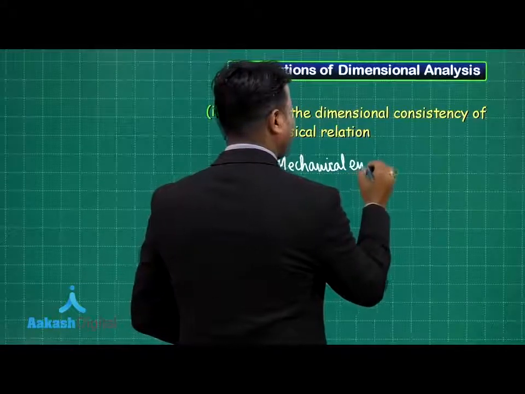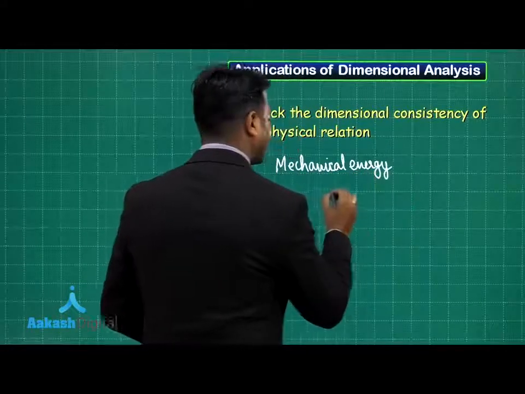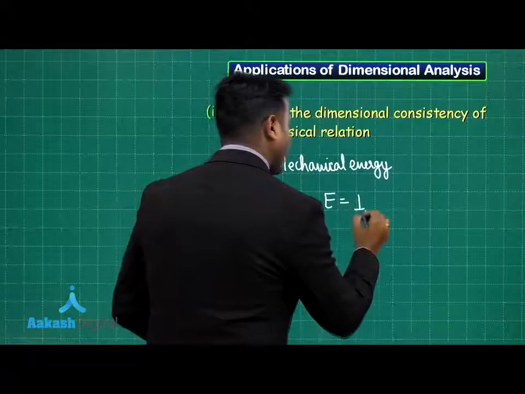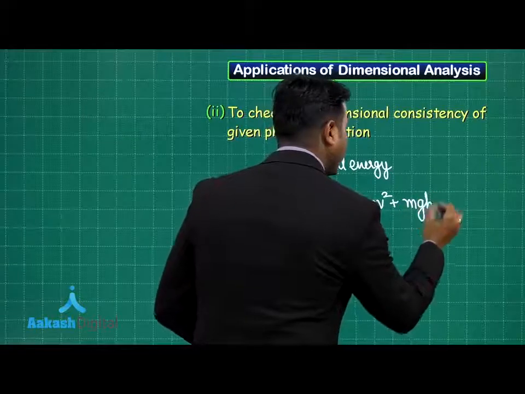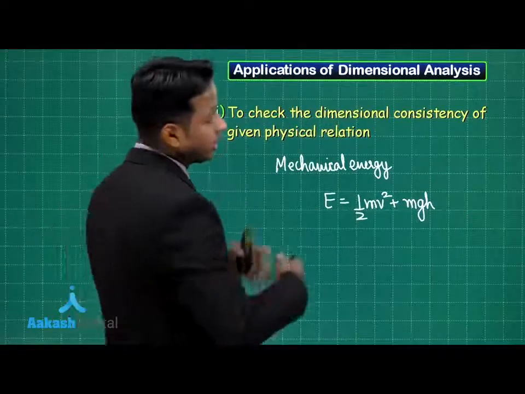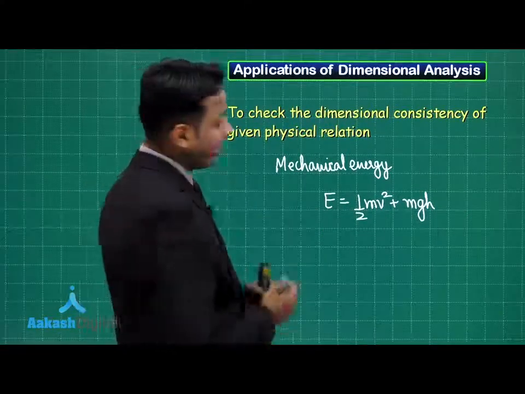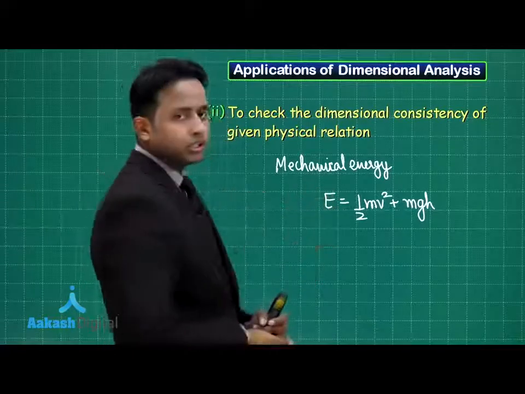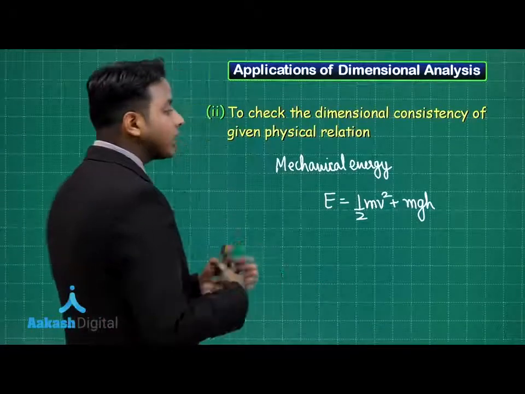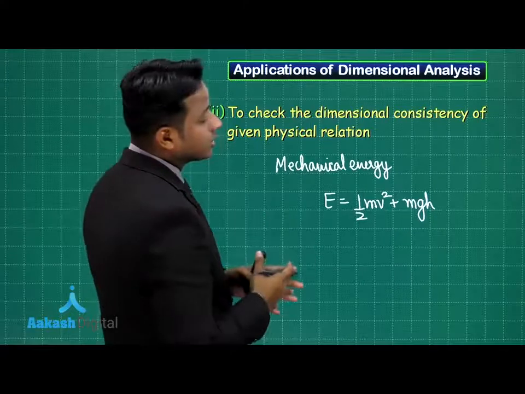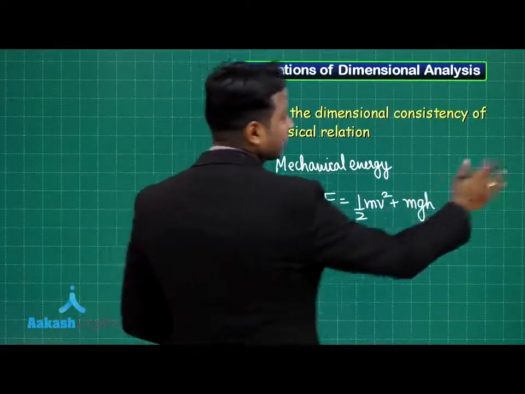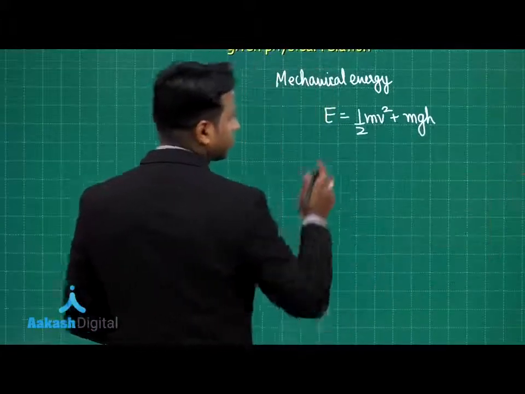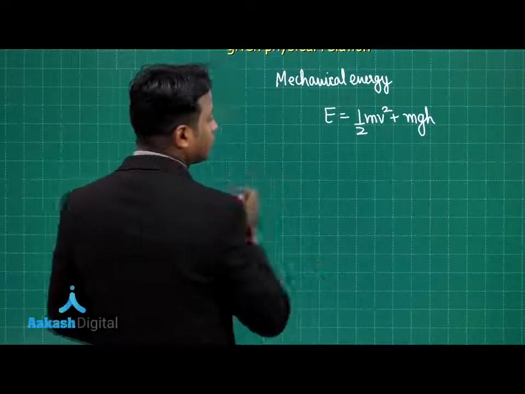So the mechanical energy of a system, E, is labeled as the sum of kinetic energy plus potential energy. Kinetic energy is half mv square, potential energy is mgh. Now this is a physical relation that we have. Sometimes we need to check the consistency, that is, whether this is dimensionally correct or not. So in order to check the dimensional consistency of this relation, let's find out the dimension of each factor.